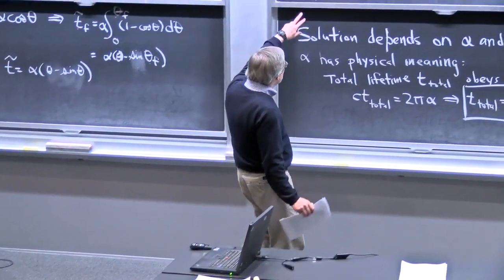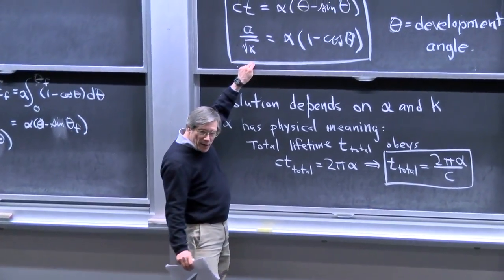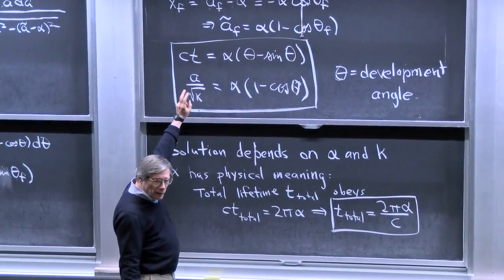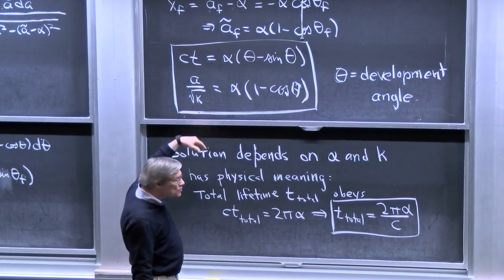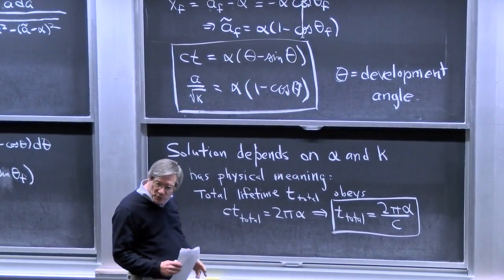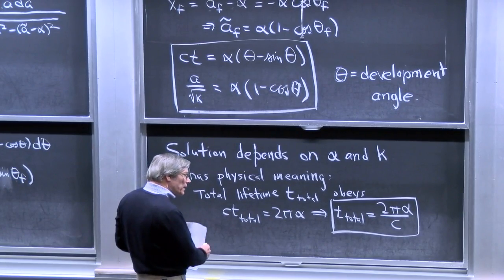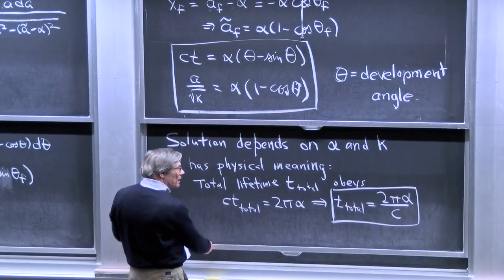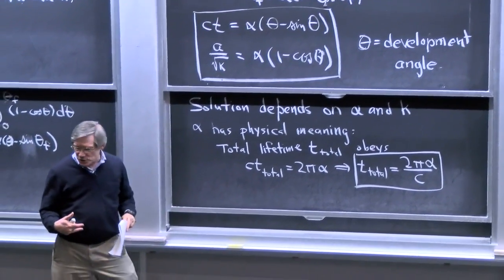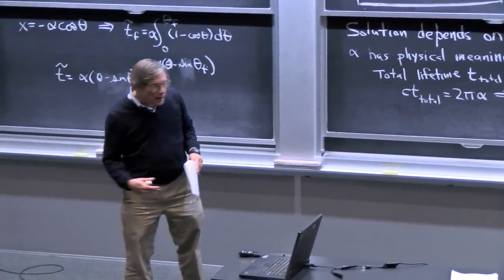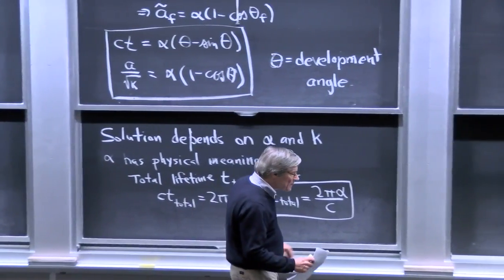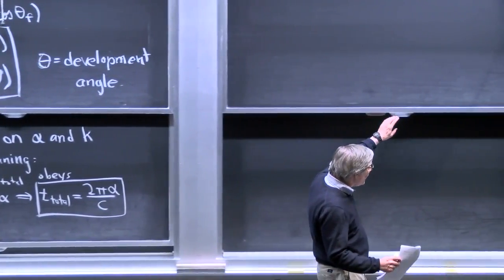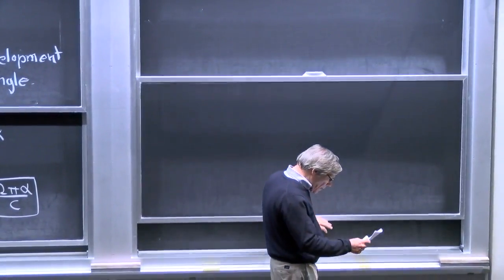Alpha is also related to the maximum value of a over root k. And a has no fixed meaning because it's meters per notch. But a over root k does have units of meters. We haven't yet really seen what it means physically, because that's related to the geometry of the closed universe, which we'll be discussing later. But in any case, as a mathematical fact, we can already say that the maximum value of a over root k is determined by alpha.